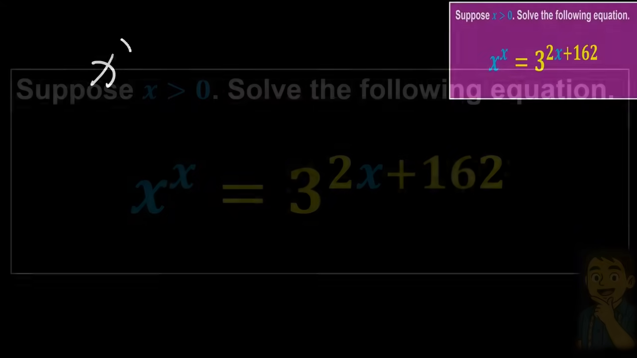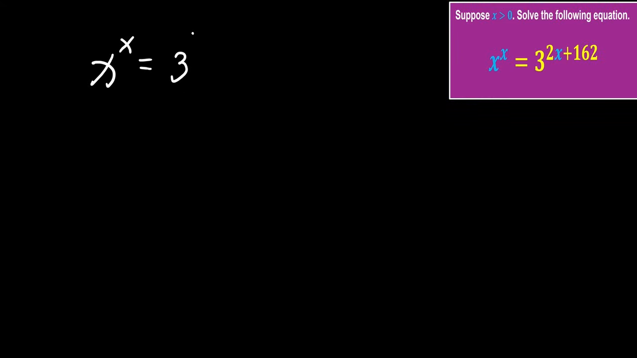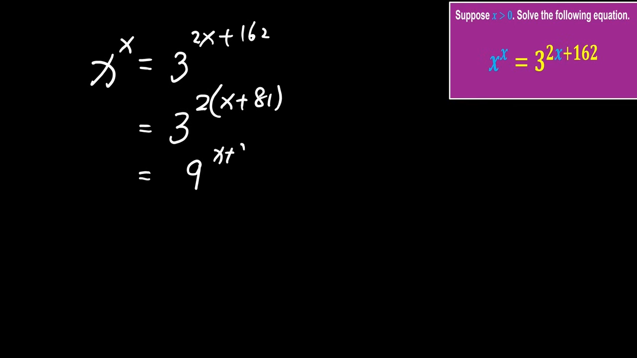So x to the power of x equals 3 to the power of 2x plus 162 can be written as 3 to the power of 2 times x plus 81. And 3 to the power of 2 equals 9. So this is 9 to the power of x plus 81. So it is 9 to the power of x times 9 to the power of 81.